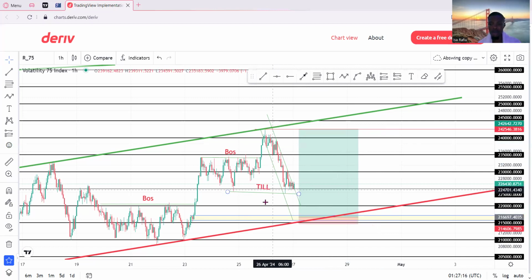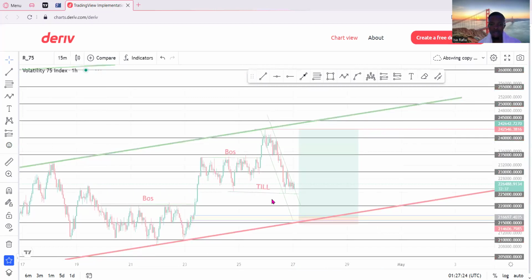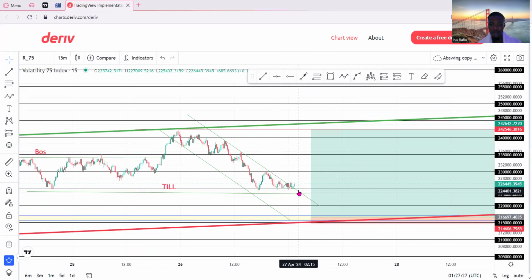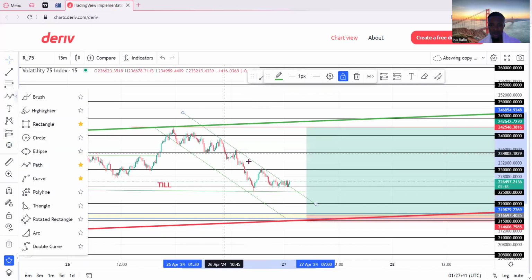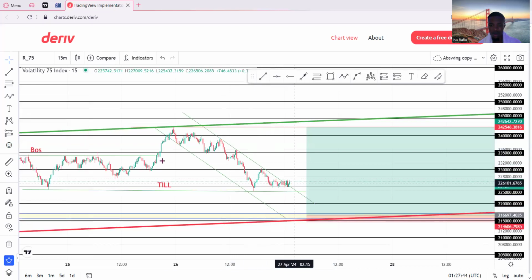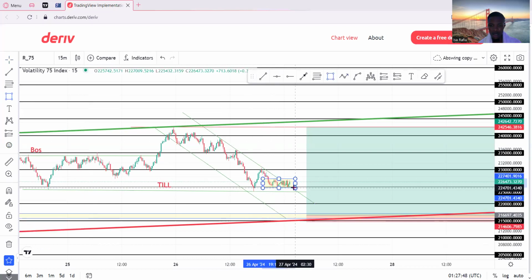So let's go to the 15 minutes time frame. Certain things. The market has been struggling in this range. So it is more of a ranging market at a micro level. You can see, ranging market.